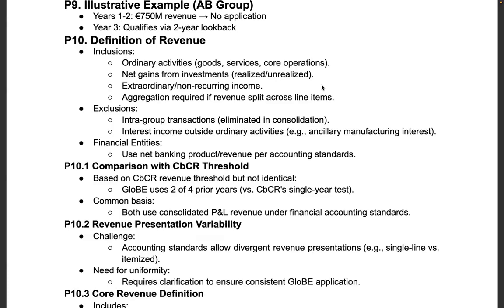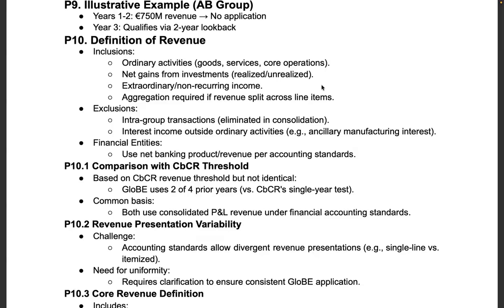Financial entities use net banking product or revenue per accounting standard. One example would be net interest expenditure, meaning interest expense less the amount of interest income that has come. But if you look at it, that net interest expense is applicable to non-financial entities if you really think about it. Why? Because usually in 90%, 99% of cases, it's the interest expense that would exceed the small amount of interest income, because they're not into the financial services business usually.